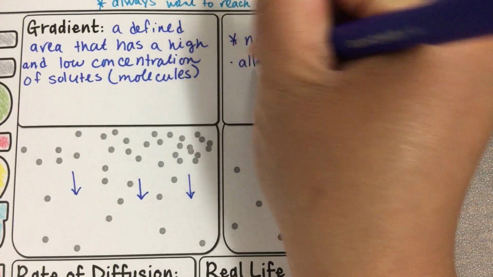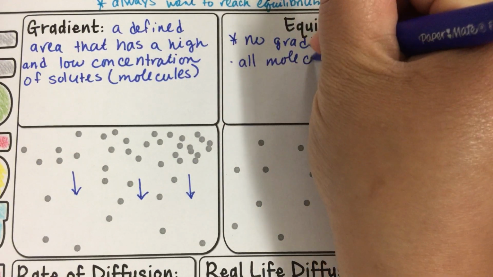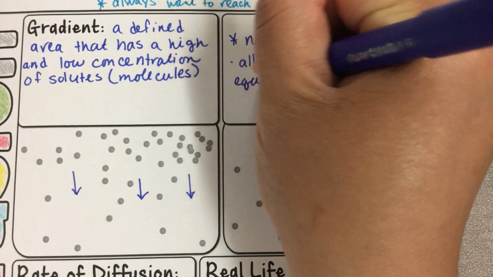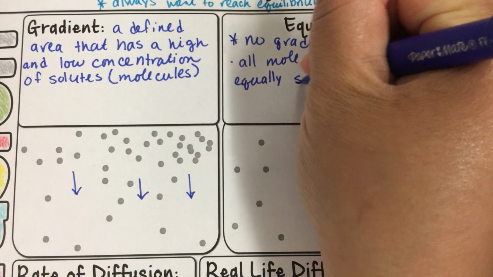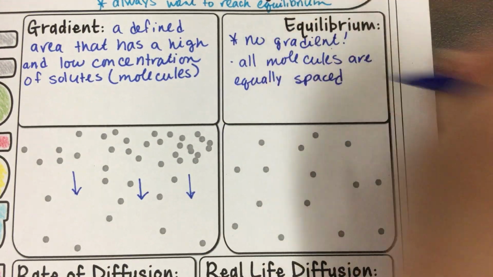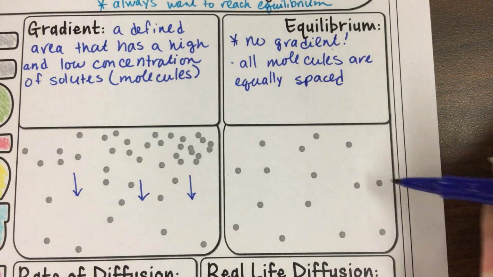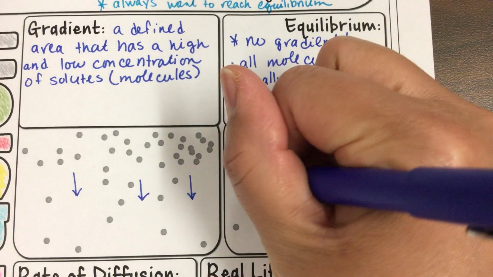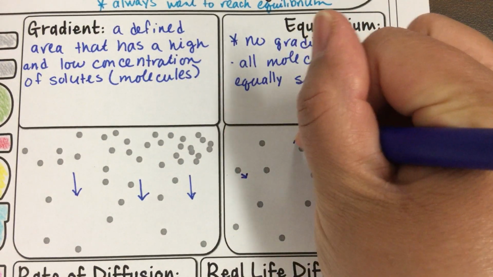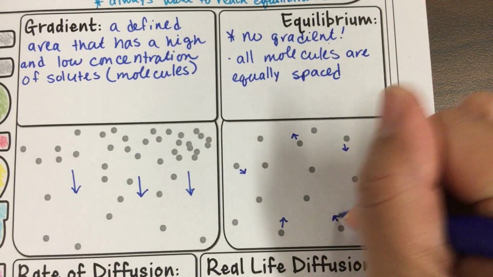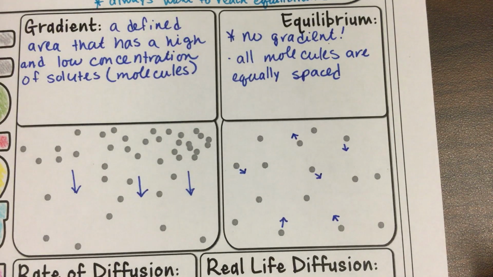Okay, so all molecules are equally spaced. But remember, once we're in equilibrium, there's still going to be some random movement. These molecules are going to be moving up and down. So they're just going every which way. They're just all bouncing around. All right, so that's what our molecules are doing. They're not stagnant. They're constantly moving.